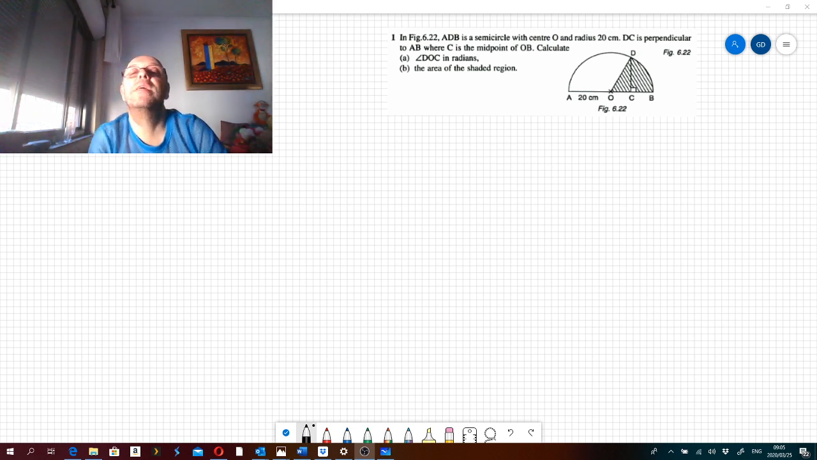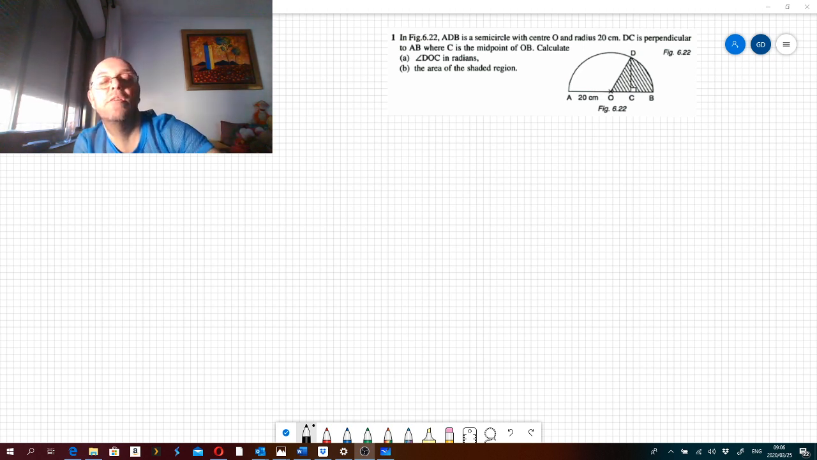And we start off with a semicircle with center O and radius 20 centimeters. They tell us DC is perpendicular to AB and C is the midpoint of OB. They want us firstly to find the angle DOC.